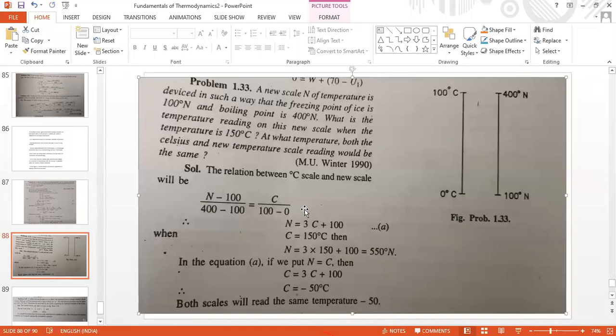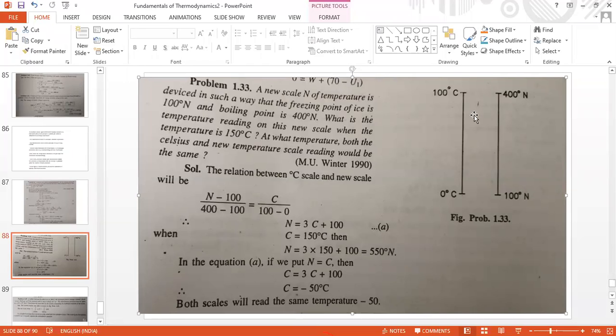Now, after establishing this, you simplify it. This is 300 by 100, so it will be 3C plus 100. So N equal to 3C plus 100 is the resultant equation. Or you need not write all these things. For example, for an actual 150 degrees centigrade on the Celsius scale, what is the new scale reading? So actual C is equal to 150, you substitute here. The new scale reading would be 550 degrees on the new scale.